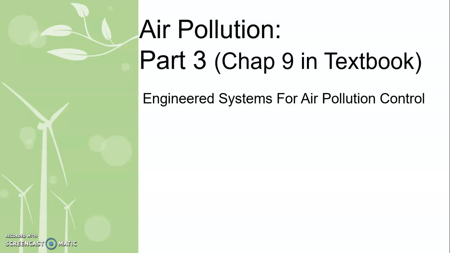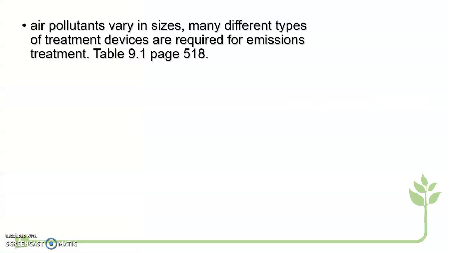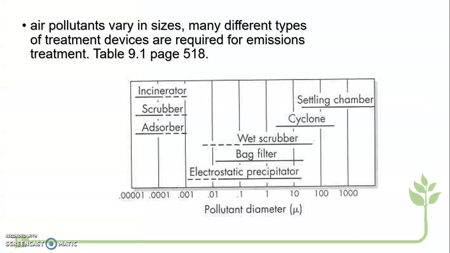If you refer to your textbook, this will be chapter 9. These are the equipment that you will see in this chapter: incinerators, scrubber, adsorber, settling chamber, cyclone, wet scrubber, bag filter, and ESP. All this equipment depends on the size of the particles or the pollutants.